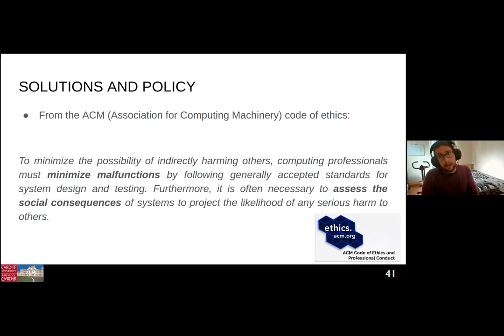And the point is that it's a call for those of us who are involved in data science, AI, computer science, etc., in one way or another, to make sure that we minimize malfunctions to the best of our capacity. And to do that, it's encouraged that we look ahead into the possible social consequences that this research, this data that we're collecting and these models that we're developing can have in the future.